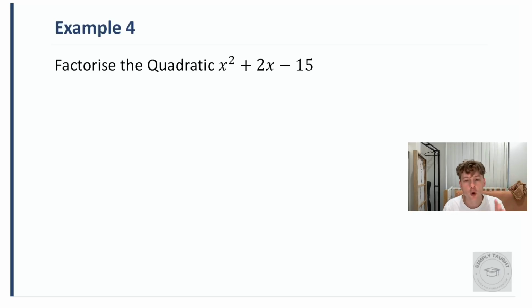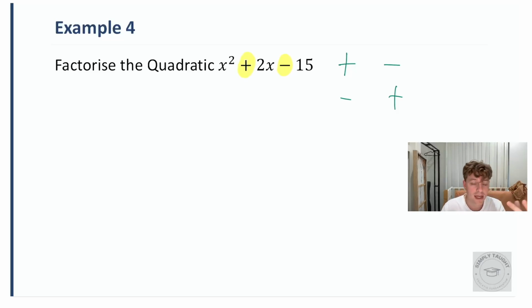So for example 4, I now have a negative sign here. Because I have a negative sign here, I now need to multiply two numbers and get a negative, which means I have two options. They can either be a positive and a negative, or a negative and a positive. We don't really mind about the order. All I need to know is they need to be different signs, one plus, one minus.